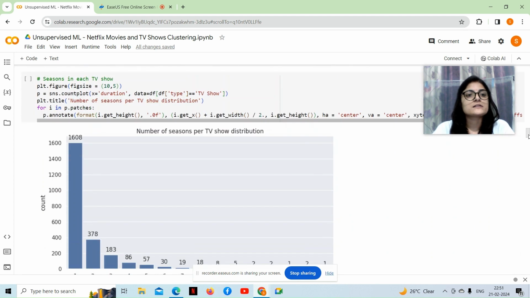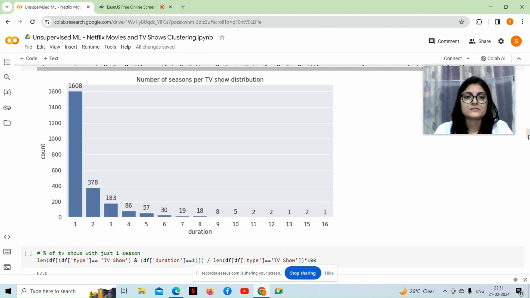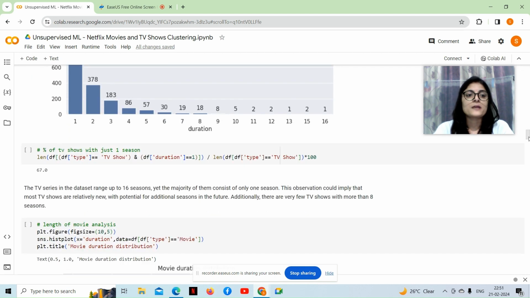Second, bivariate analysis about the seasons in each TV show. The TV series in the dataset range up to 16 seasons, yet the majority of them consist of only one season. This observation could imply that most TV shows are relatively new with potential seasons in the future. Additionally, there are very few TV shows with more than 8 seasons.